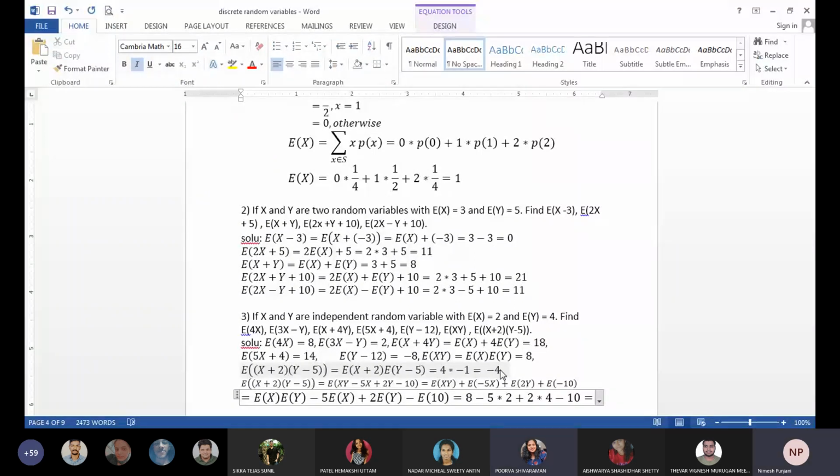Yes sir. तो कितना मिलेगा? कैलकुलेट करो और बोलो कितना मिलेगा. अब ये कैलकुलेट करो और देखो कितना आता है. -4. Same answer you will get. -4.